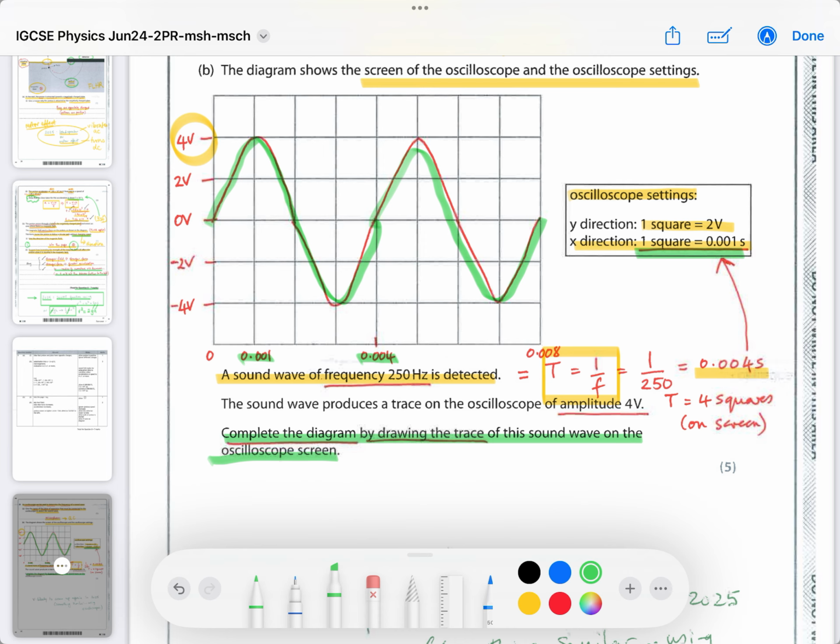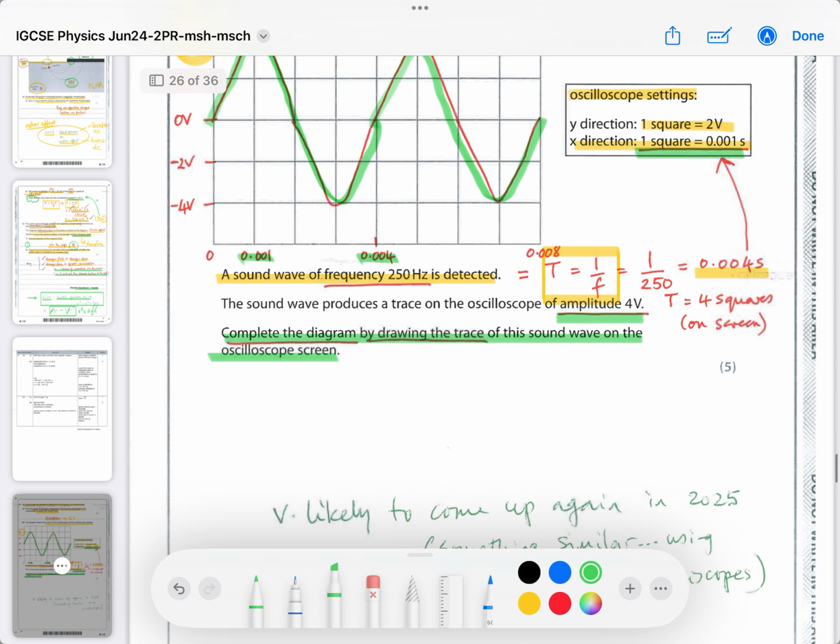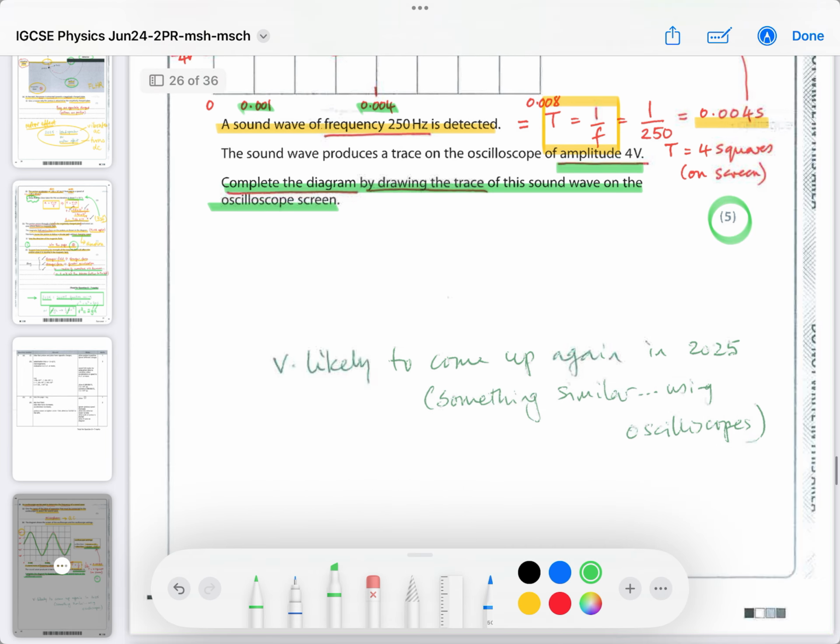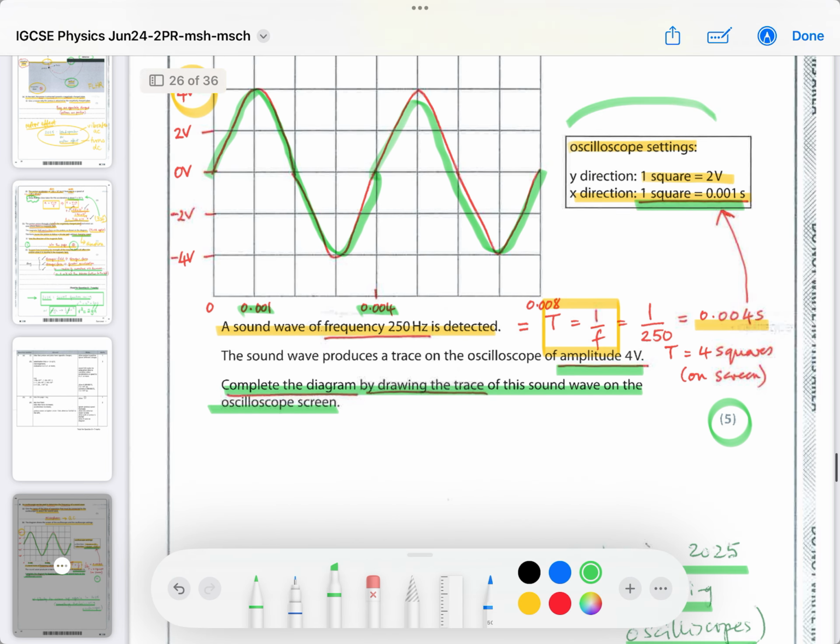So my red line will draw it because they said the amplitude is 4 volts. So on an oscilloscope, the amplitude is in volts because you're basically looking at an electrical signal, in this case created by a sound wave using a microphone. Okay, so 5 marks, you'd have to look at the mark scheme because I haven't analysed how you get the marks. Okay, this is very likely to come up again in 2025. Something similar using oscilloscopes. So you need to know how to read the oscilloscope settings. It comes up very, very commonly.